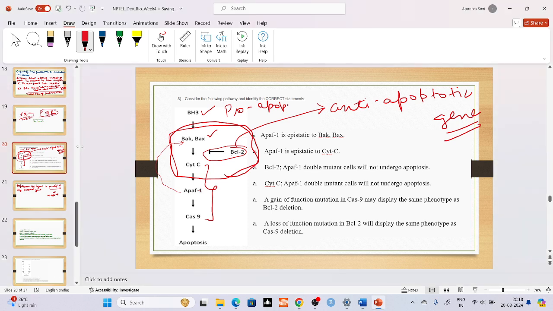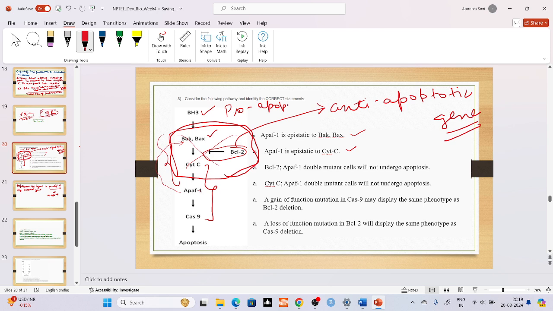Okay. Then APAF is also epistatic to cytochrome C because APAF1 is able to mask the function of cytochrome C. If this particular portion was really happening, then this apoptosis could not have happened, because BCL2 is inhibiting the conversion of BAX and cytochrome C. But because APAF is present, it masks the expression of BAX and cytochrome C. So there is no effect of this particular step, because APAF is dominant over BAX and cytochrome C. So this is correct. This is also correct. Now comes the next point.